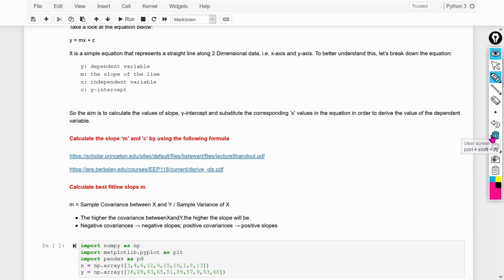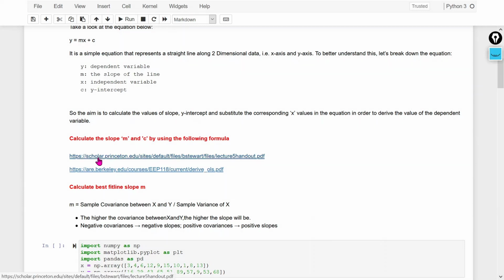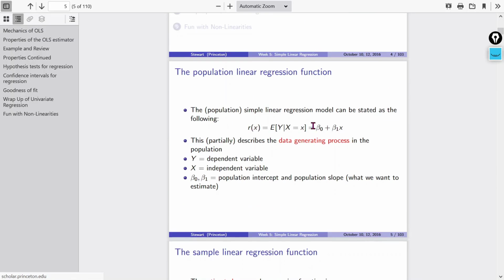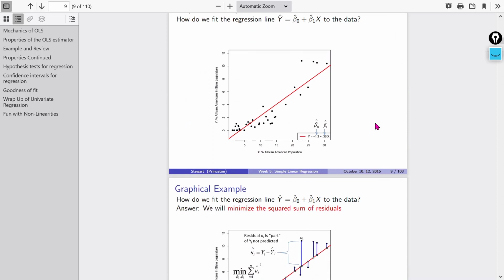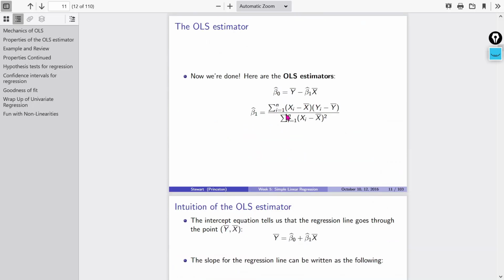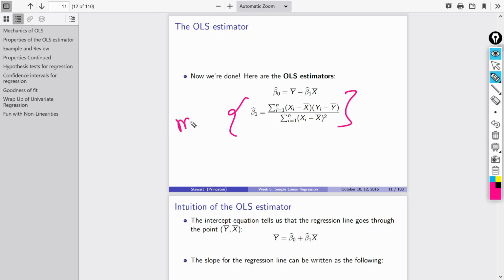Let's see how we can do that. If you see here, they are also using the same beta naught plus beta 1x. So how do they calculate the best m and c line? This is the formula of beta 1, which is the m. Some statistician has developed this formula to calculate the m value for the best fit line.